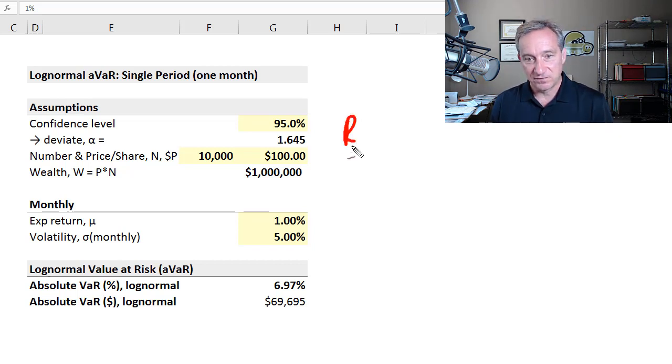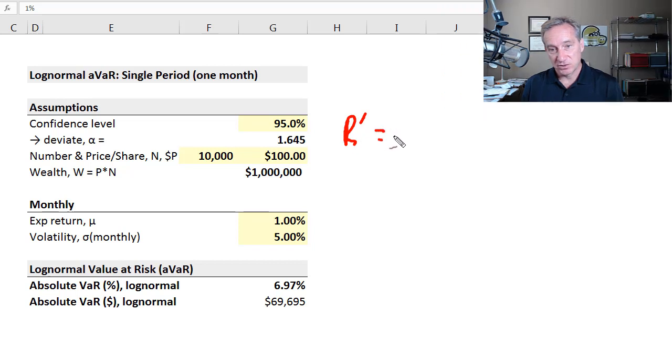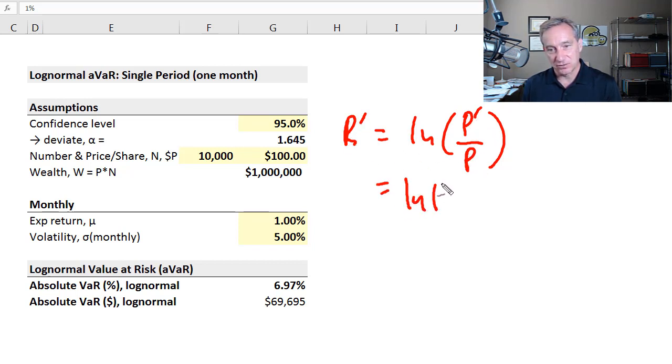Okay, so how do we get that? Well, let's see, our geometric return here is the natural log of, I'm going to use P asterisk over P. So that could be tomorrow's price over today's, or it could be today's price over yesterday's. That's our geometric return. And so that's equal to the natural log of P asterisk minus the natural log of P.